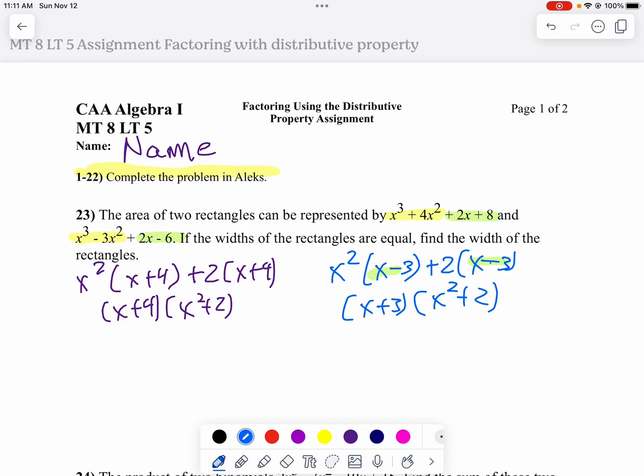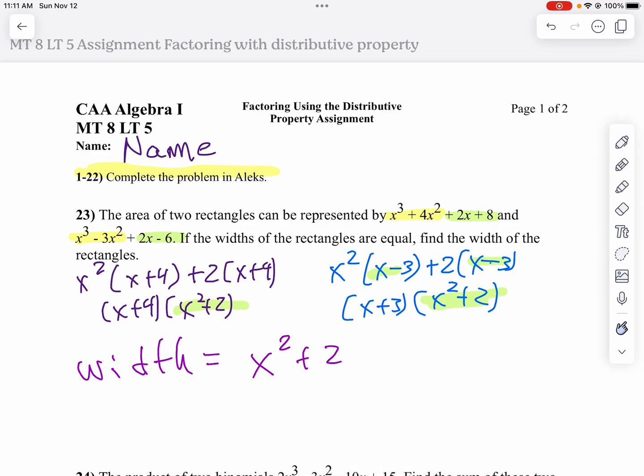What's the same in both of these? Well, x squared plus 2 is the same. So the answer is, the width is going to be x squared plus 2. And there we have our first one.